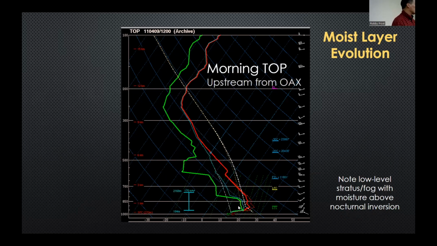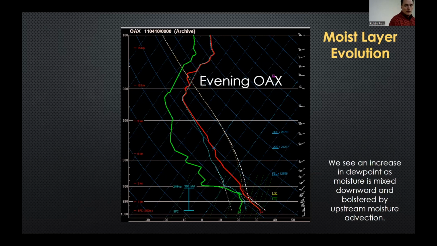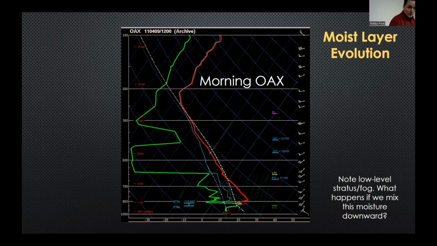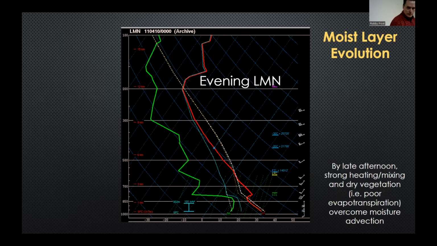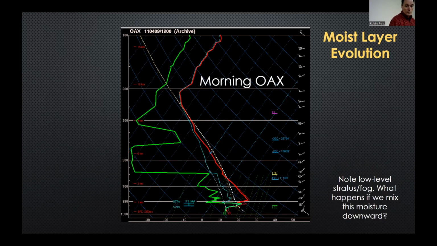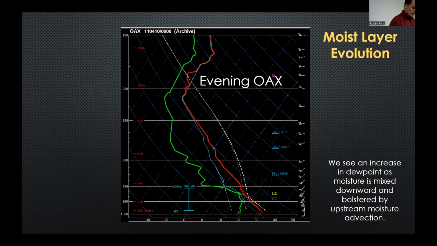What's different about this compared to comparing Norman and Lamont? The moist layer, much deeper in Topeka. Is that going to be more resistant to vertical mixing? Yes. Okay. Here's what the sounding turns into. You started from this one and turned into that one.